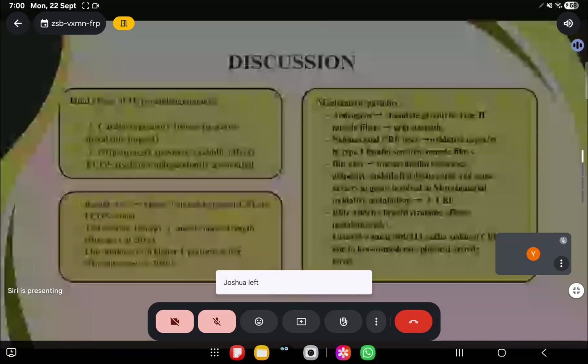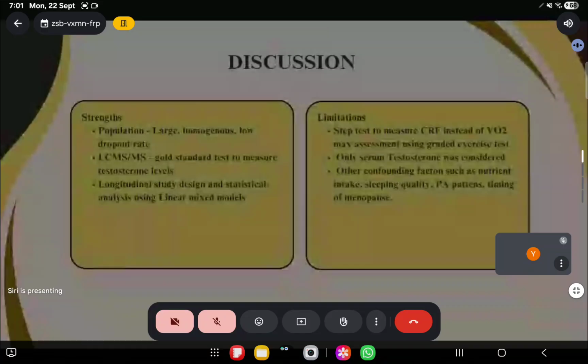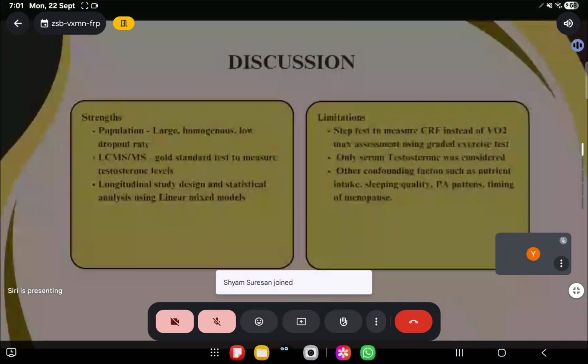Coming to the strengths and limitations, the cohort was homogeneous, had a high response and a low dropout rate. The gold standard test to measure testosterone levels was used, that is the liquid chromatography mass spectrometry test. And the study also used linear mixed models, which enabled a longitudinal study design. However, there were a few limitations. The step test, which could have been measured by maximal oxygen uptake assessment using a graded exercise, was not used. Instead, we used the Assistant Running step test, which was more feasible for a large cohort.